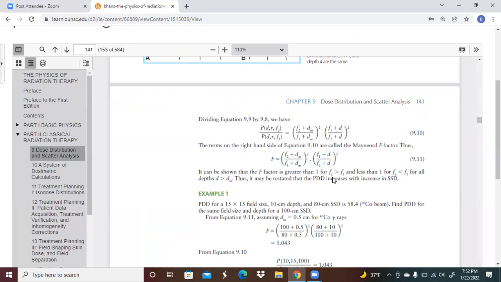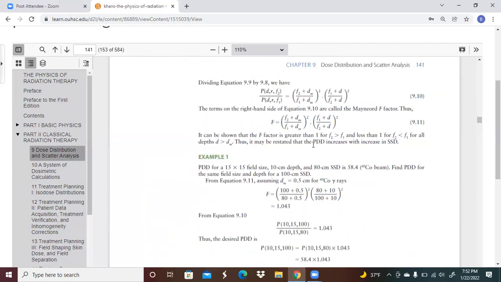So the F factor is going to be greater than 1 if F of 2 is greater than F of 1, and less than 1 if F of 2 is less than F of 1. So the PDD increases with increases in SSD.